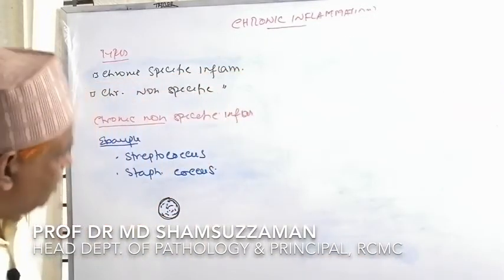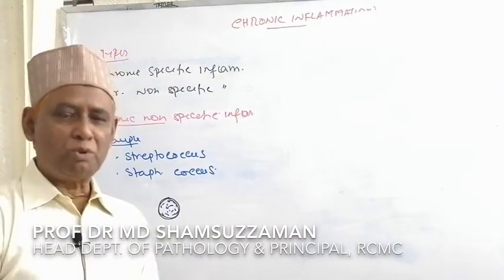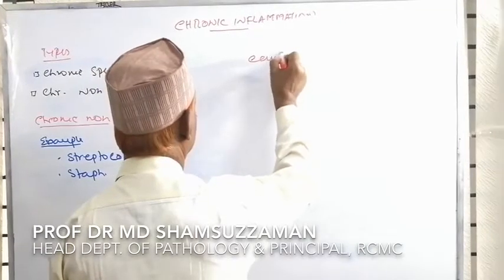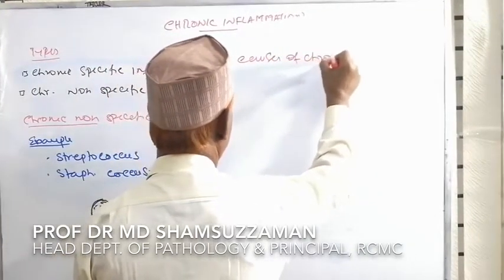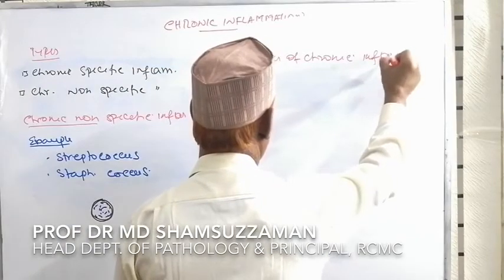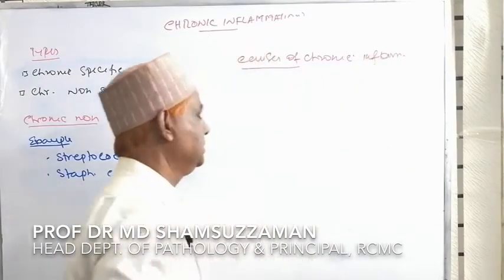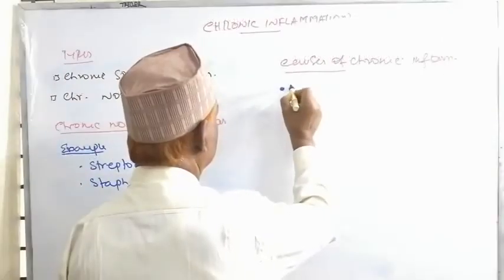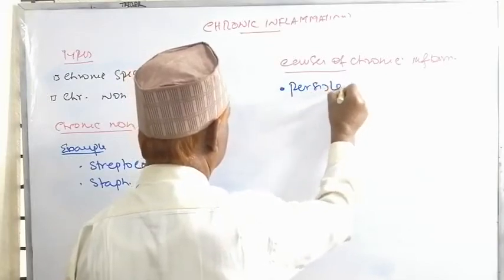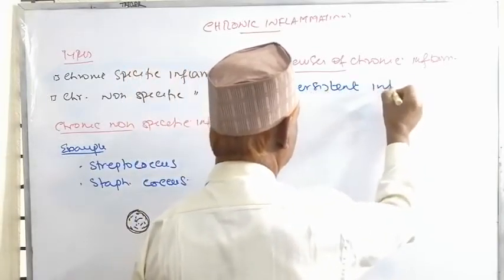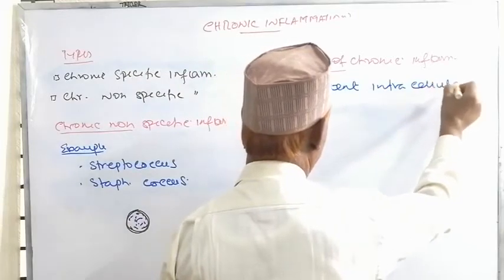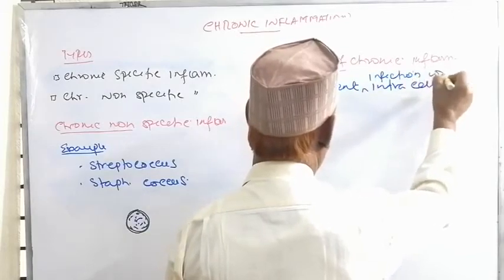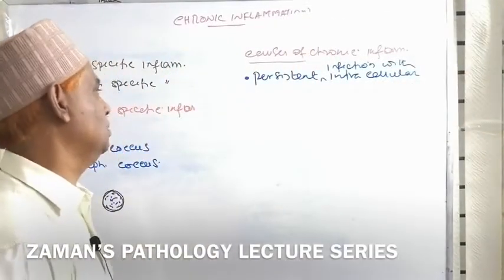Now come to the causes of chronic inflammation. What are the causes of chronic inflammation? Number 1, persistent infection with intracellular organism.